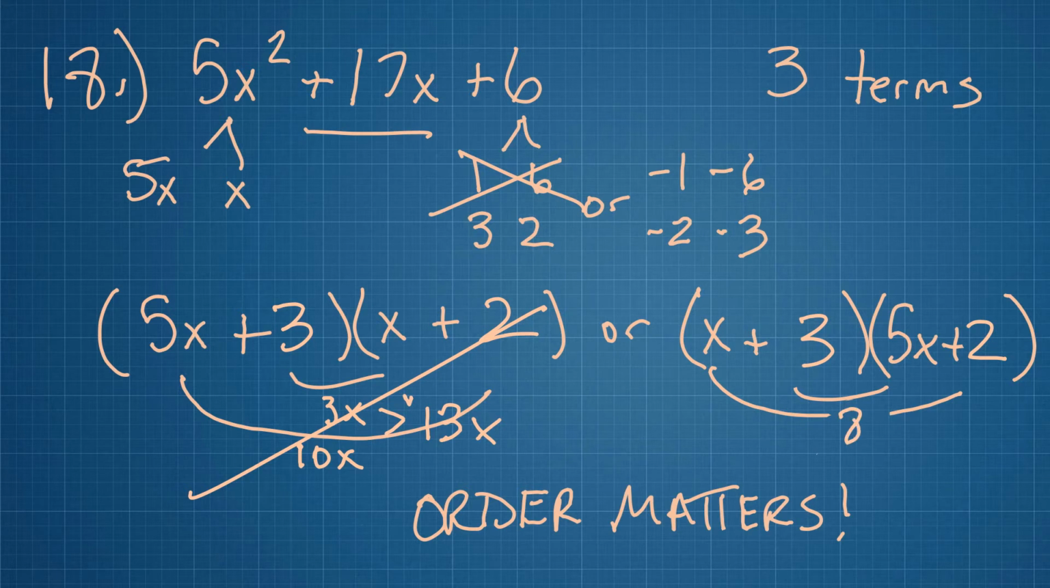5x and 3x is 8x. X and 2 is 2x. Together, that's 10x. That's not 17x. So that one's not going to work.